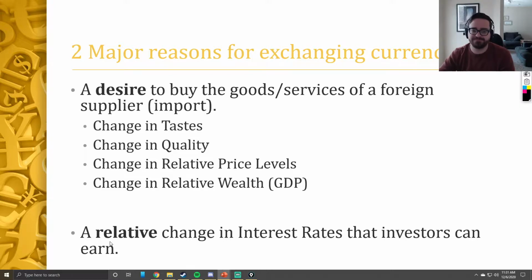The second one, a relative change in interest rates that investors can earn. You're like, oh God, interest rates? Yep, interest rates. So those old graphs from Unit 5 and Unit 4 are back to play again. Dang it. So interest rates. The idea being, if interest rates are really high in another country, that is actually good for me in America. Why? Well, I don't borrow from France.